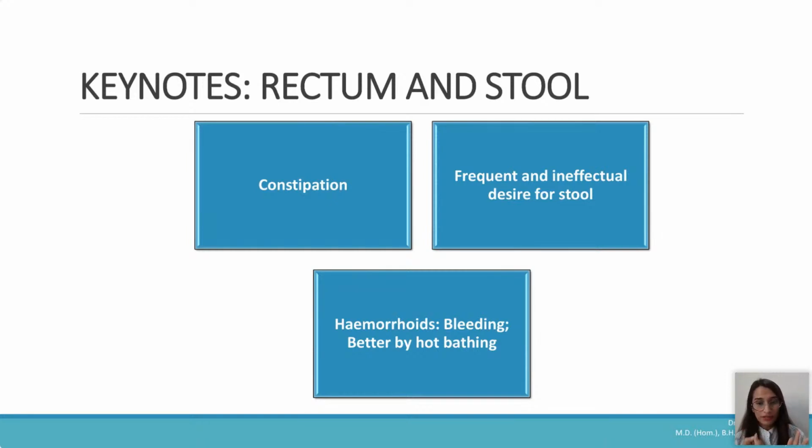So there is an urge for stool, but it is difficult to pass the motion. Whenever there is passage of stool, there is tremendous pain, which lasts even after stool has been passed. So there is a frequent and ineffectual desire for stool. Ineffectual, you understand, because there is contraction of the anal sphincter.